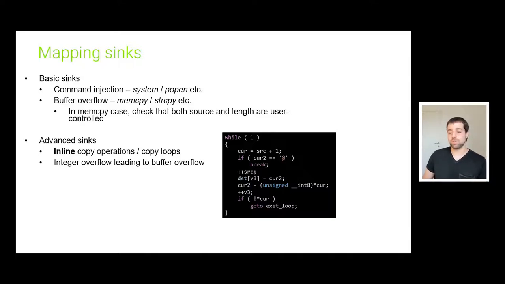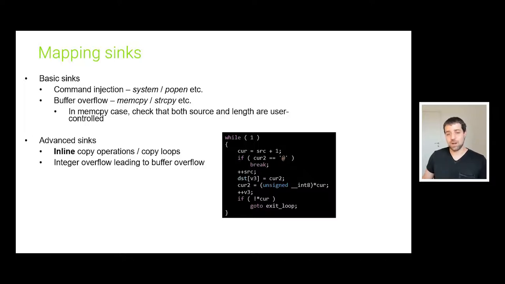If you don't have symbols, you need to do libc function mapping, which I'll talk about in the next slide. And there are also the advanced sinks, because as you know, for example, memcpy and strcpy can be inlined by the compiler for optimization purposes. Or there's a memcpy operation, but a bit changed with specific conditions.